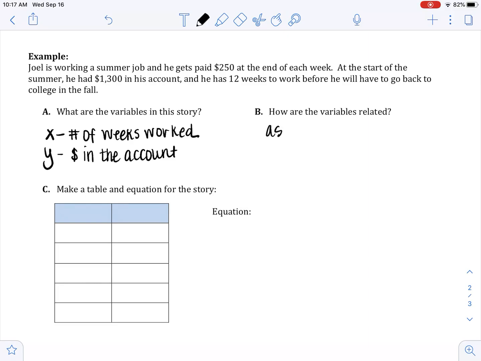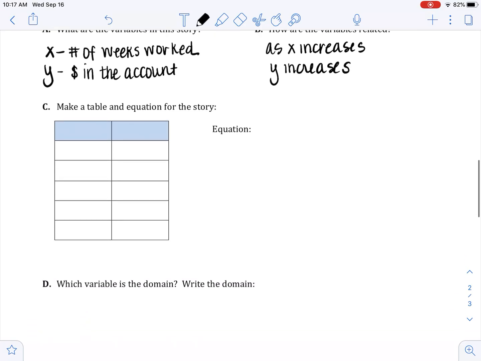Okay, how are my variables related? As X increases, so as weeks increase, what's happening to his money? It is increasing, so Y increases.